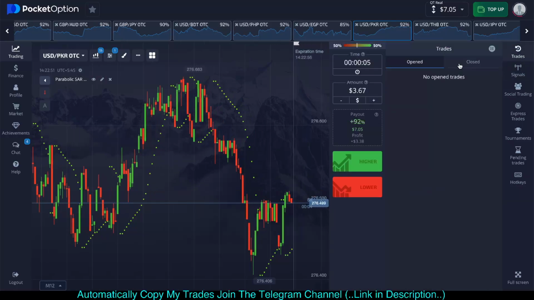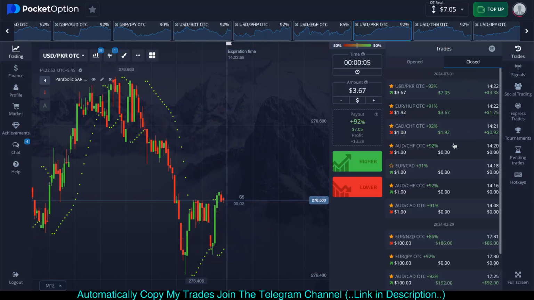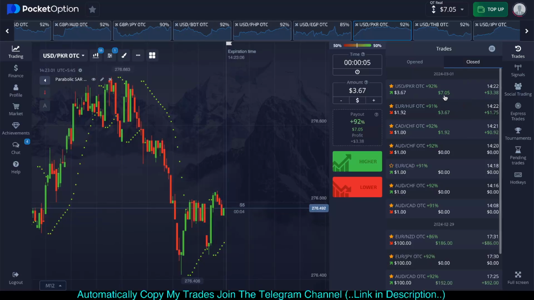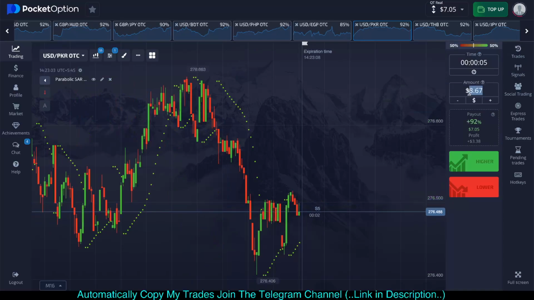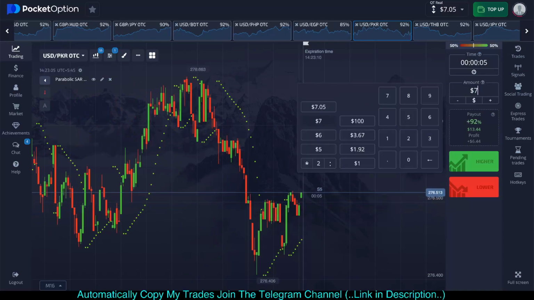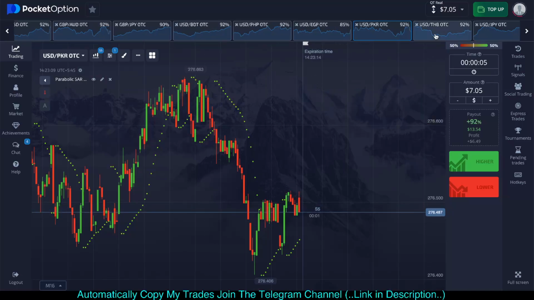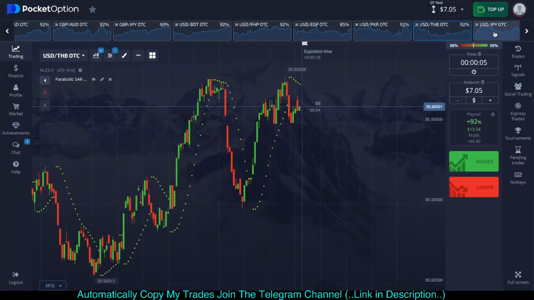So I'm not doing any catch-up or anything like that. You can see 3 trades we made a loss in the initial time. Now these 3 trades are profitable. As you can see here, we have grown our balance to 7.05. So now I will invest the whole amount, 7.05. Okay, now let's see another good entry point.